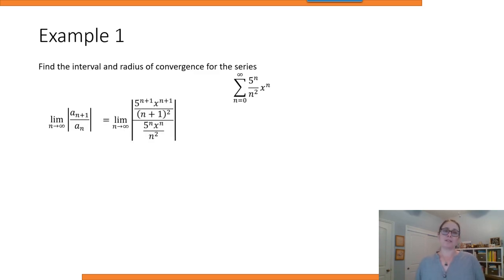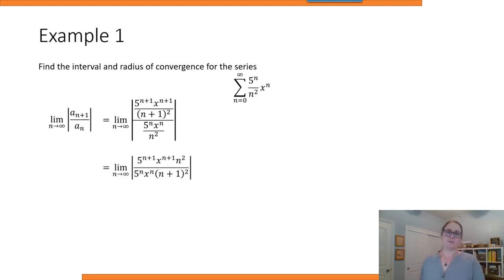And so I end up with the limit as n approaches infinity of the absolute value of 5 to the n plus 1 times x to the n plus 1 over n plus 1 squared. And all of that is divided by the original nth term. So divided by 5 to the n times x to the n over n squared. Now make sure you're including that absolute value. It's actually super important. If I don't have an absolute value on this, I won't get 2 endpoints at the end of the problem.